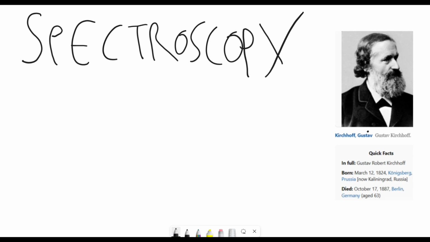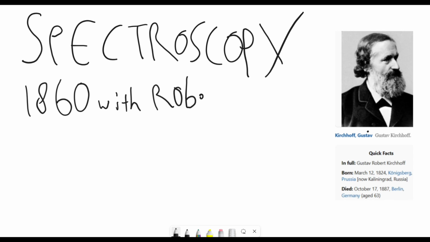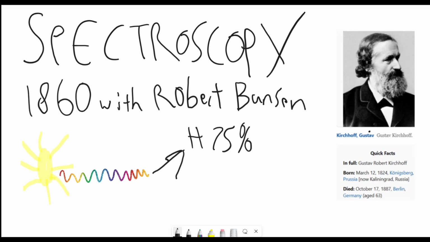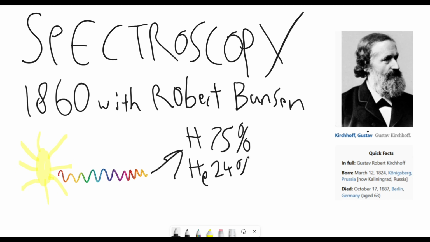In fact, using this, in 1860, along with Robert Bunsen, he managed to determine the composition of our very own sun. According to Gustav Kirchhoff and Robert Bunsen, our sun is 75% hydrogen, 24% helium, and about 1% other elements, up to and including iron.